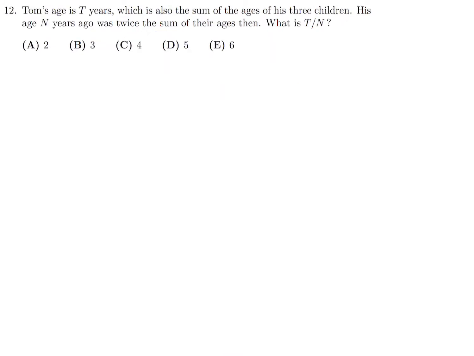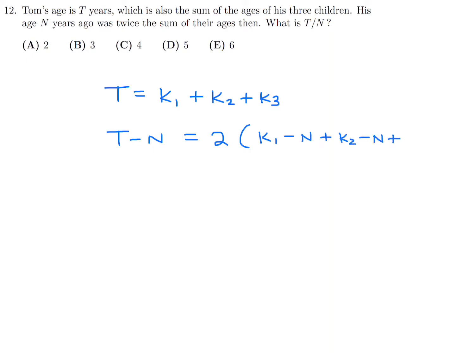Tom's age is t years, which is also the sum of the ages of his 3 children. His age n years ago was twice the sum of their ages. Then what is t over n? So Tom's age is equal to his 3 kids, K1, K2, and K3. And Tom's age n years ago, so t minus n, was 2 times the sum of the ages of the kids back then. So it'd be K1 minus n plus K2 minus n plus K3 minus n.